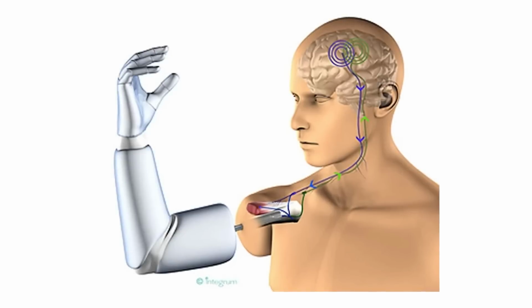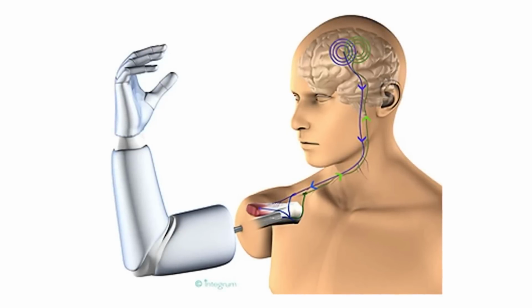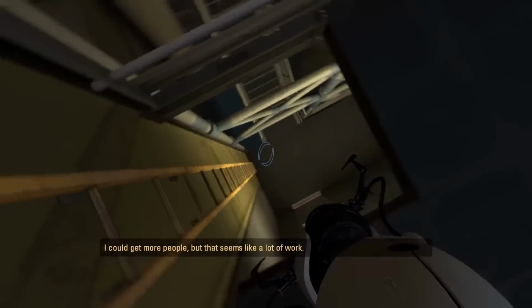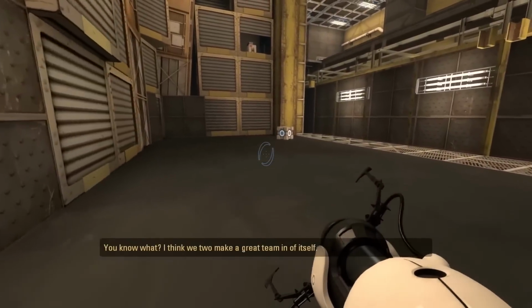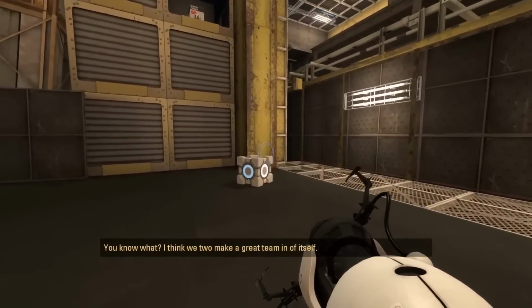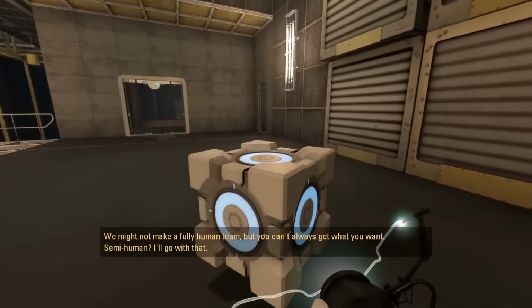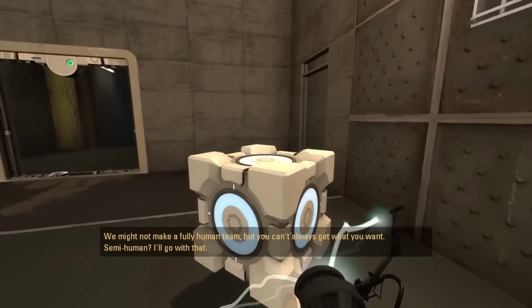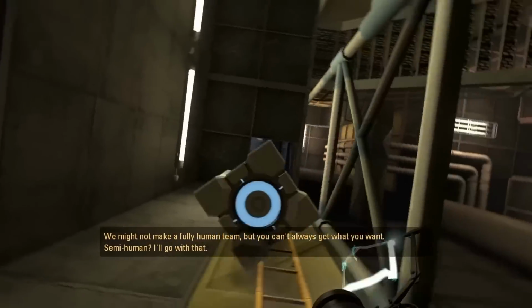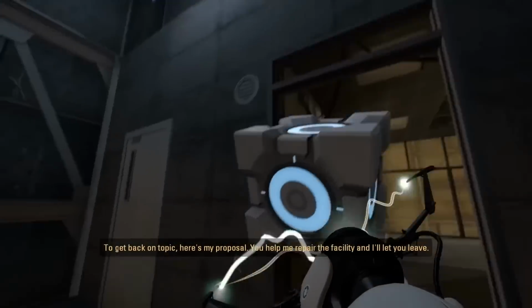Imagine advanced prosthetic limbs controlled directly by thoughts. An amputee could simply think about moving a limb and the prosthetic would respond in real time, just like a normal arm would. Similarly, neurochips could restore lost senses such as vision or hearing by stimulating the corresponding brain areas, allowing individuals to experience the world in ways previously thought impossible.